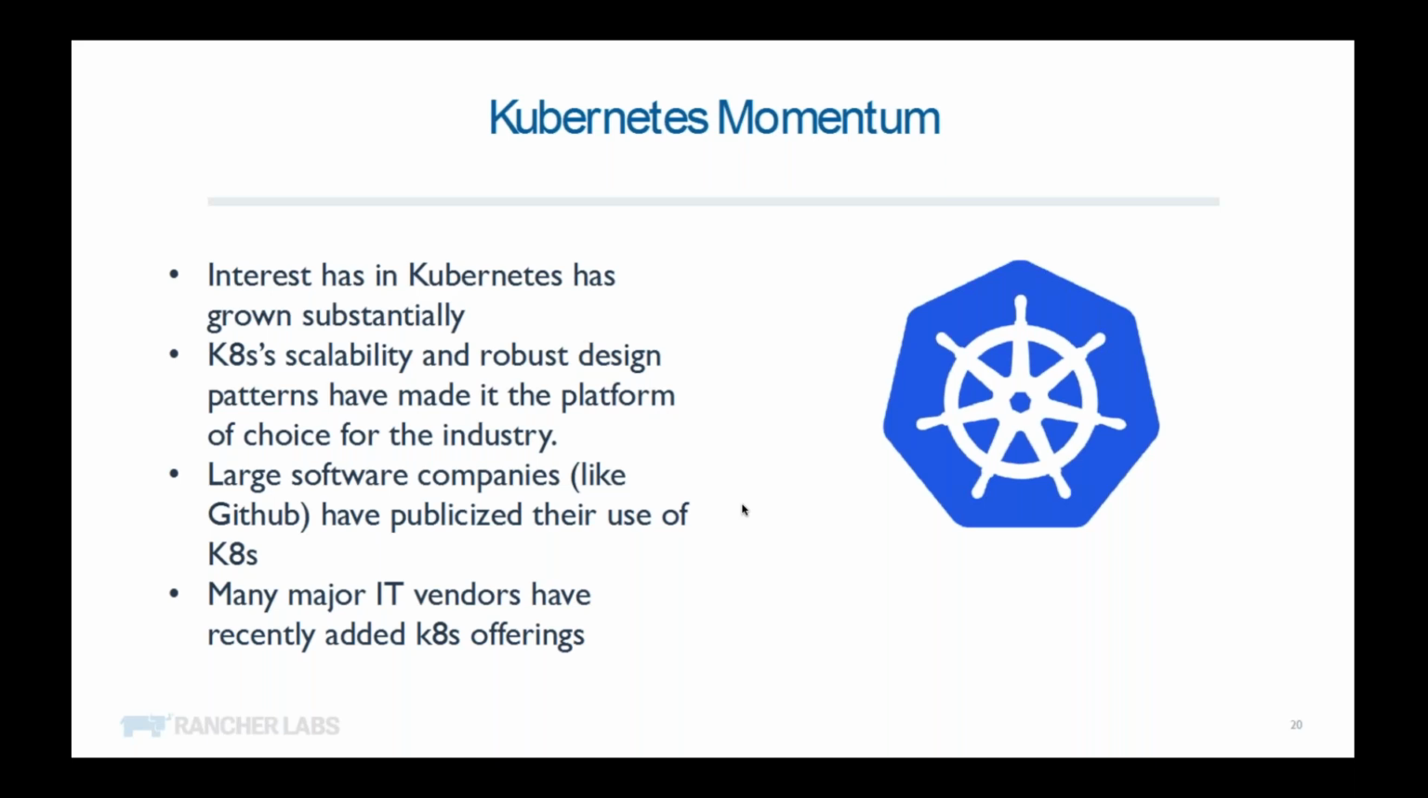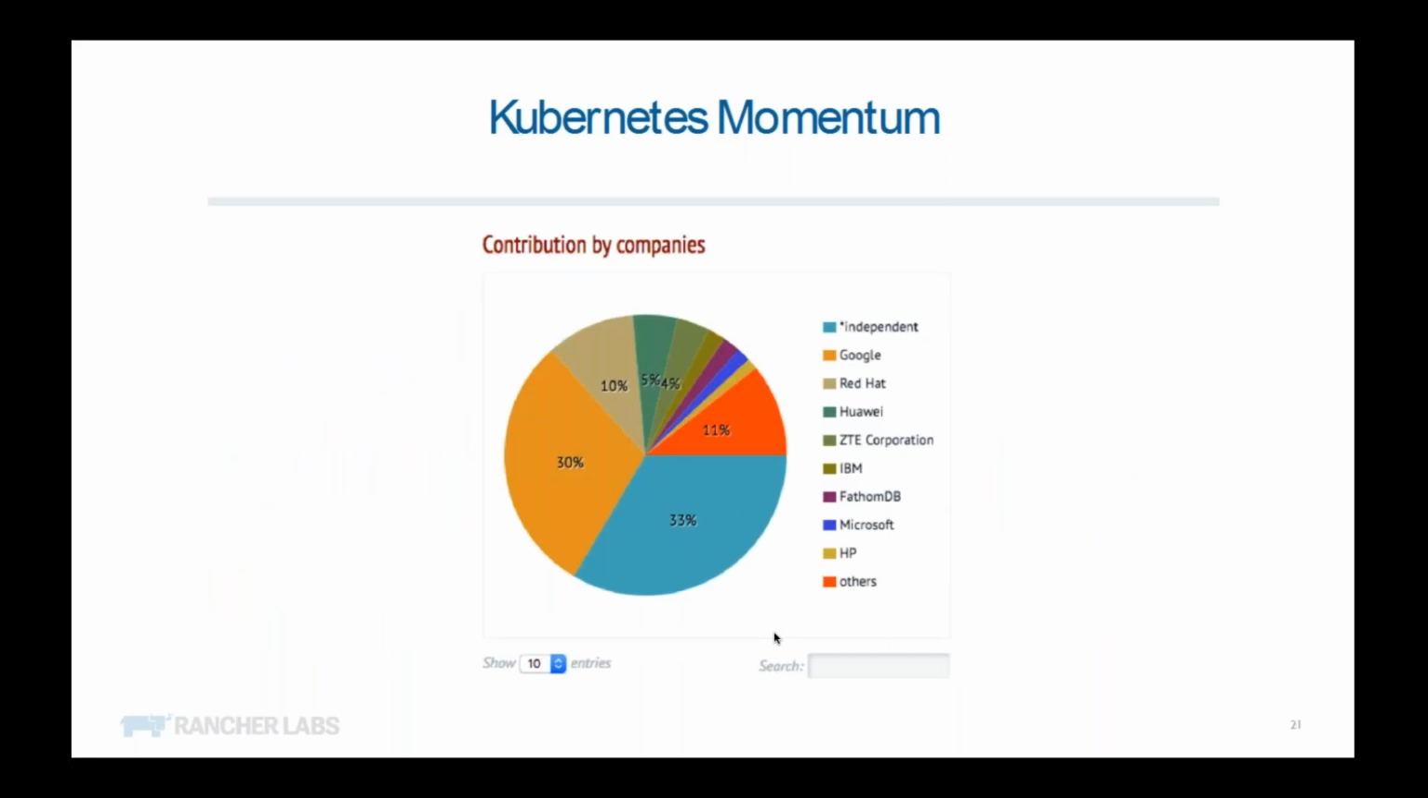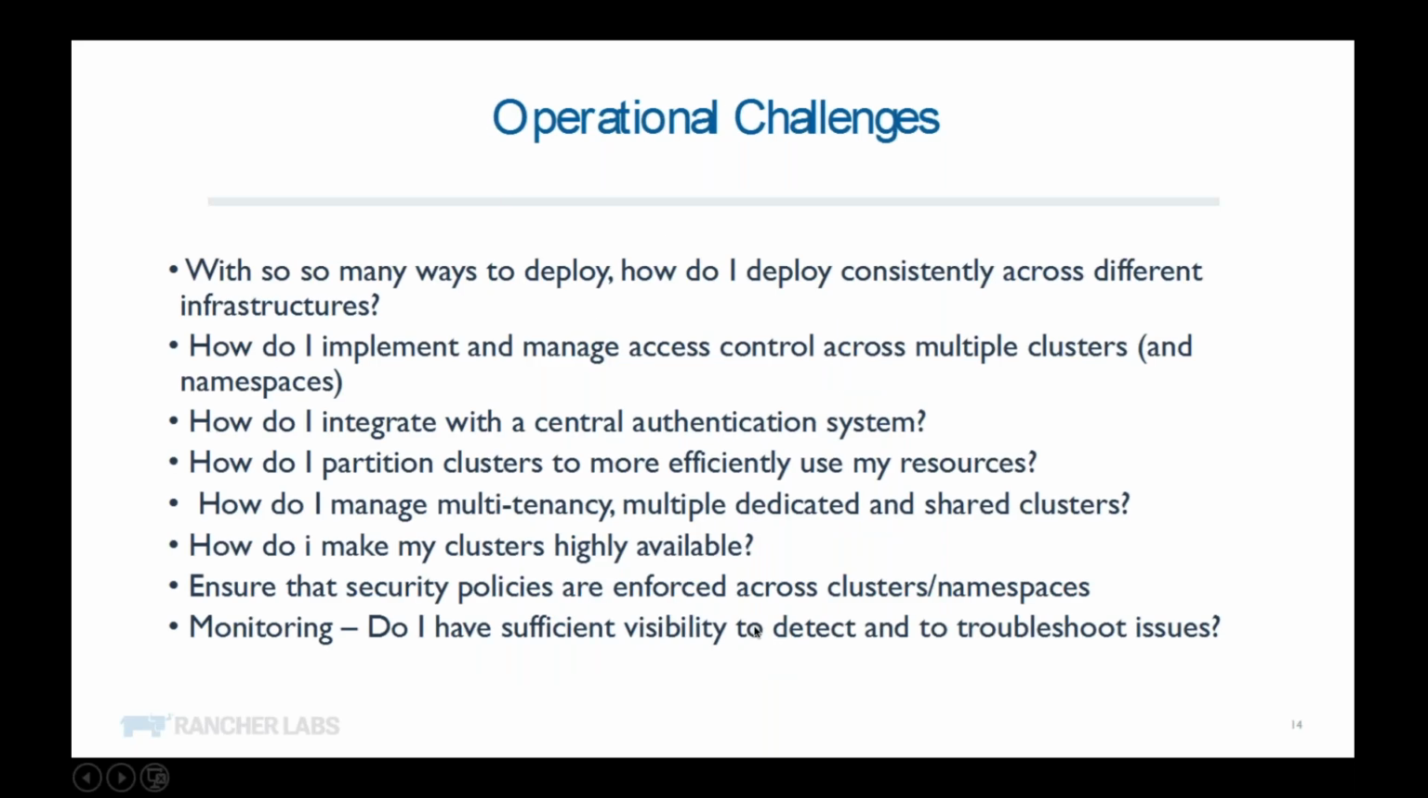There are a lot of software companies who are using Kubernetes. If they're not using it, they are trying to experiment and they're trying to find out if they can switch to Kubernetes. So this is just a list of software companies who contribute to Kubernetes, and you can see that it's not just Google. There are a lot of other companies who are interested in making it better and making it grow.